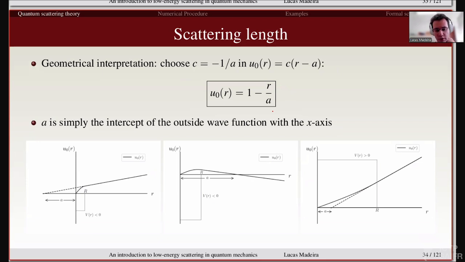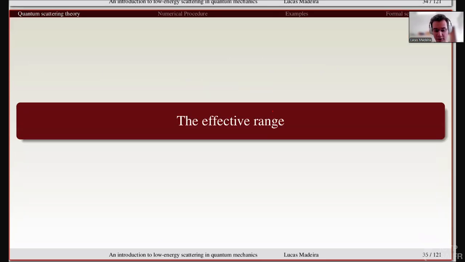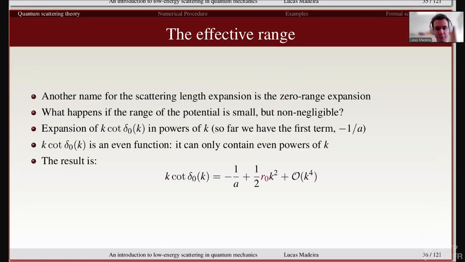Okay, so moving on to today's first topic, which is another quantity that also has the dimensions of length and is related to this problem, called the effective range. That expression that related the phase shifts to the scattering length is also called the zero range expansion. Why is that the name? Because we were not considering the range of that scattering center. So what happens if the range of the potential is small, but still non-negligible? What do I mean by that? The range of the potential is much smaller than the scattering length, but still it's not zero.